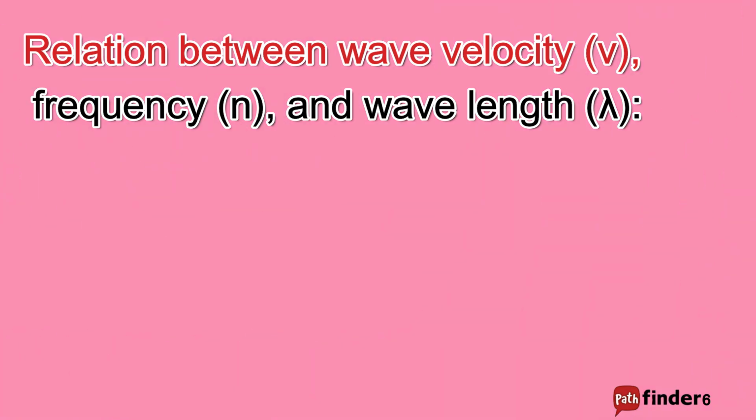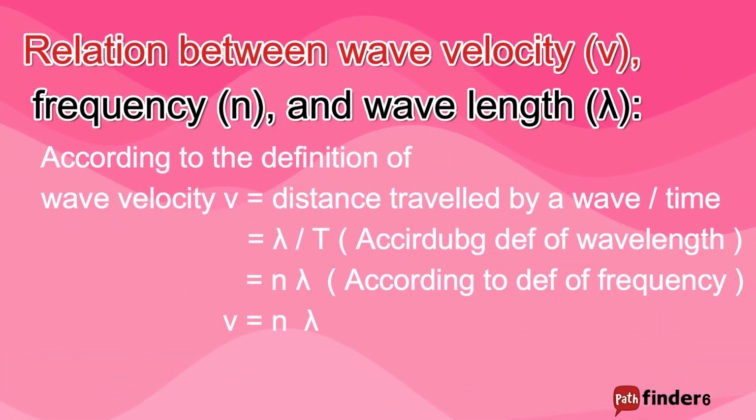According to the definition of wave velocity, v is equal to distance traveled by a wave divided by time. But the distance traveled by a complete wave is called wavelength lambda. Substituting in the equation, we get v is equal to lambda by T. 1 by T is called frequency. The number of waves produced in unit time is called frequency. So the equation can be written as v is equal to n lambda.